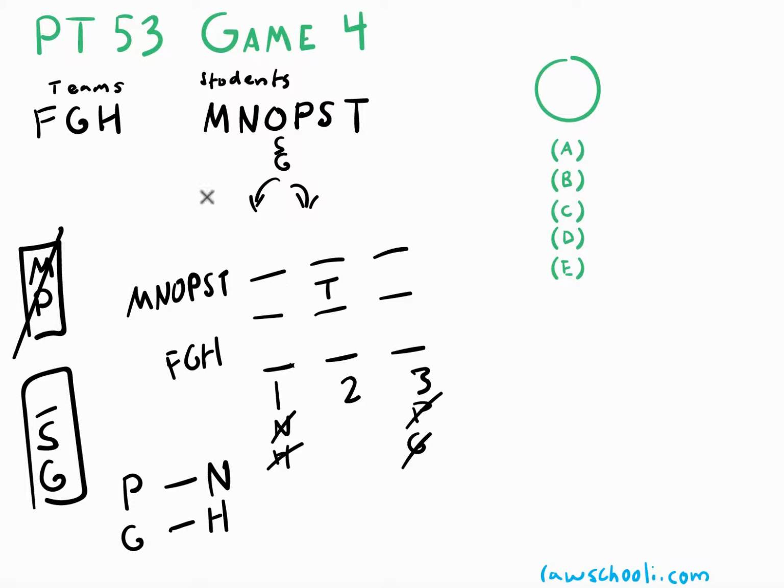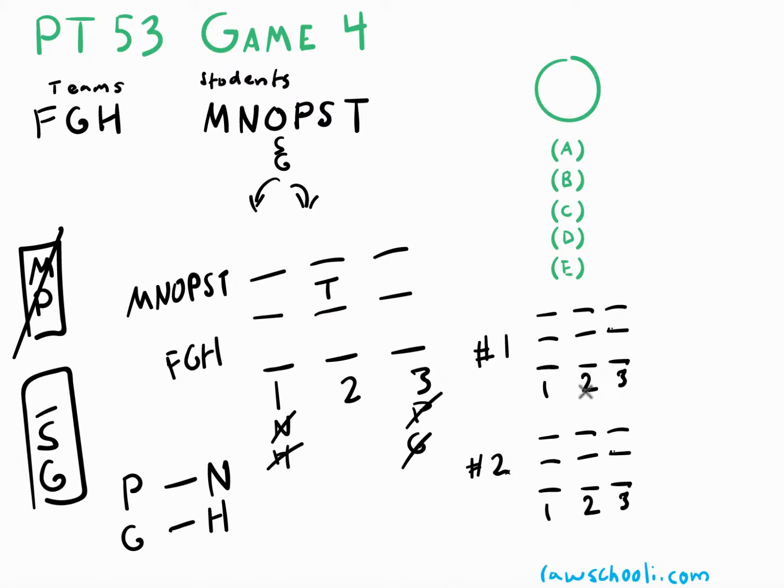So I'm going to draw two smaller diagrams with S and G in different spots, and we'll label them 1 and 2, depending on whether S and G is here or whether the S and G block is in here. Okay, so here's where we'll do our two scenarios.